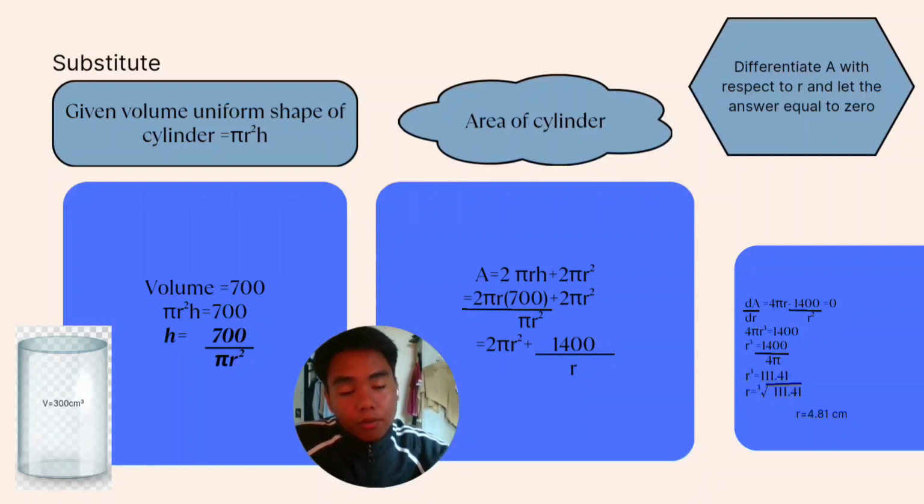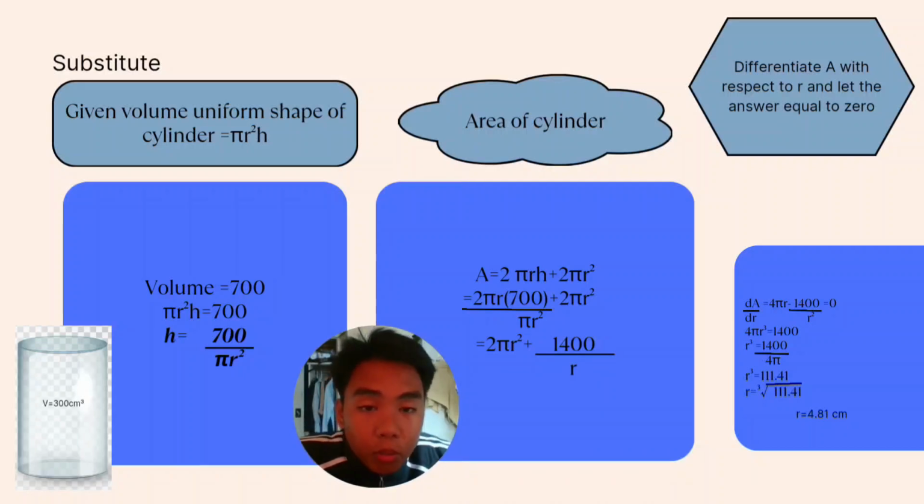Then, from the value we got, we can calculate the area of the cylinder, which is A equal to 2 pi r h plus 2 pi r square. So, we just simply substitute the value, so it will become 2 pi r in bracket 700 over pi r square, plus 2 pi r square. So, we simplify it and it will become 2 pi r square plus 1400 over r.